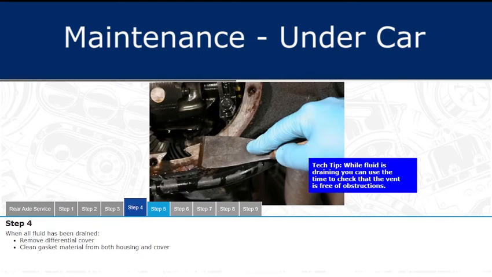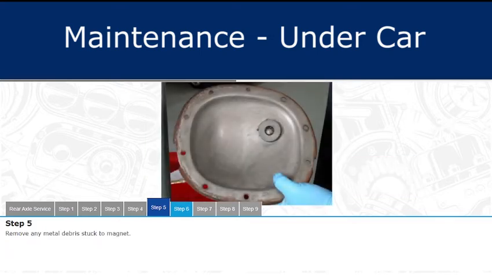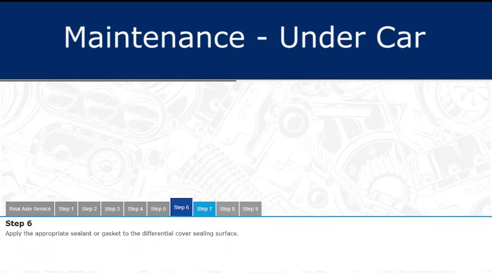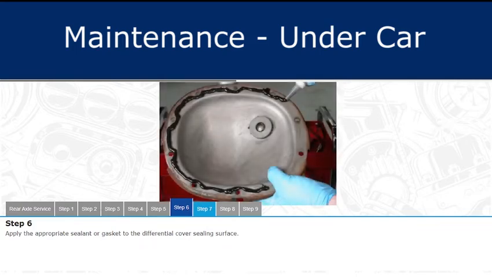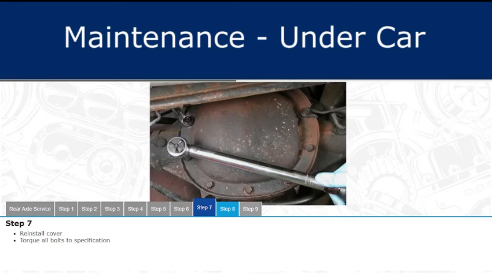When all of the fluid has drained, remove the differential cover and clean the gasket material from both the housing and the cover. Remove any metal debris that is stuck to the magnet. Apply the appropriate sealant or gasket to the differential cover sealing surface. Reinstall the cover and torque all bolts to specification.